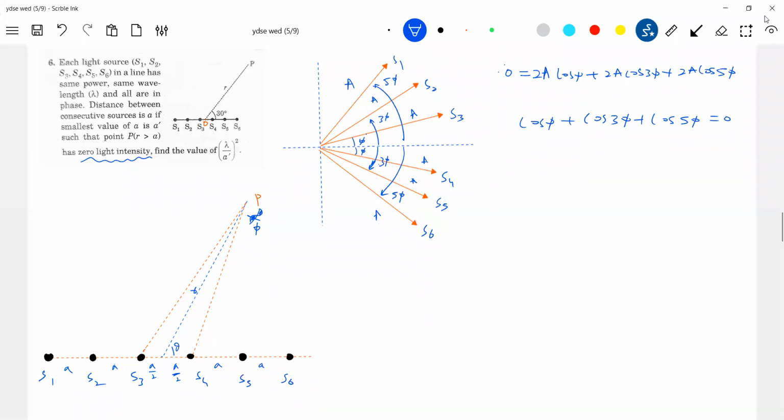Only one value, no? We'll get two values, sir. For any value, it will satisfy. We should not take pi by 2, sir. Pi by 2 should not be taken, no? Pi by 6 should be less than pi by 2. Okay, pi by 6 I'll take it.